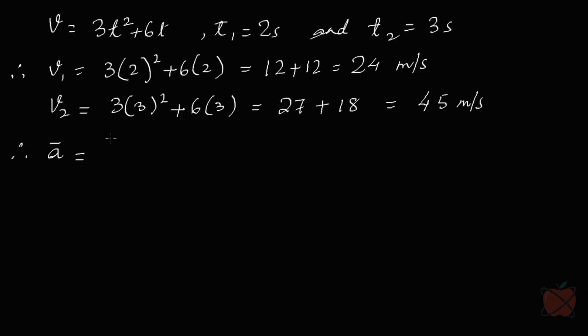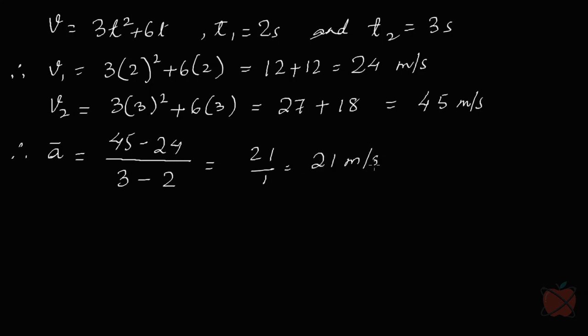So you have v2. V2 here is 45 minus v1, which is 24, by t2. T2 here is 3 minus t1, which is 2. So that will be 1. So that will be 2 divided by 1. So this is 21 meter per second square, because it is the acceleration. So it should have meter per second square. Okay, so that is the first part.